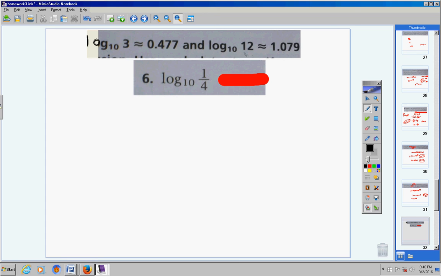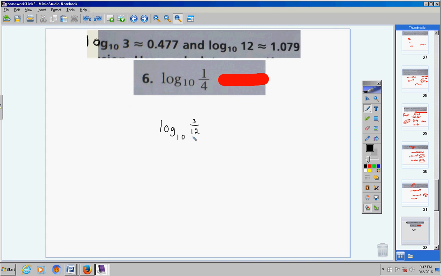Because in my directions I have information about a 3 and a 12, I want to rewrite my argument so that I have a 3 and a 12 here. Well, that's not too difficult to do. 1/4 is the same thing as 3/12. Come on, guys, think about it. If I reduce 3/12, I get 1/4. Okay? Now, why would I do that? Well, watch, and you're going to see. I want to work a 3 into the argument, and I want to work a 12 into the argument. And I did.